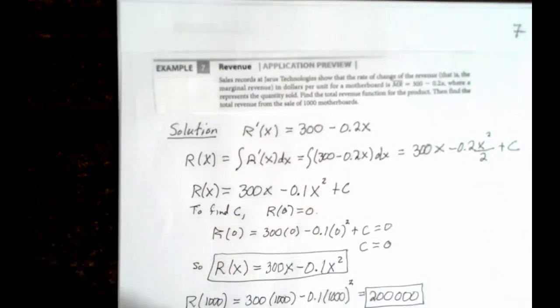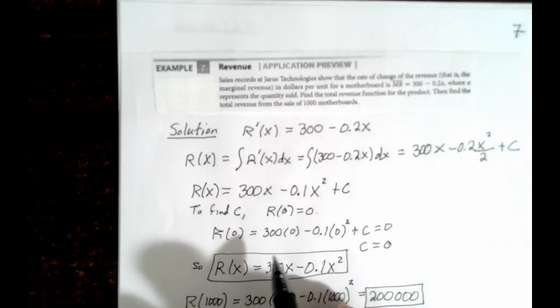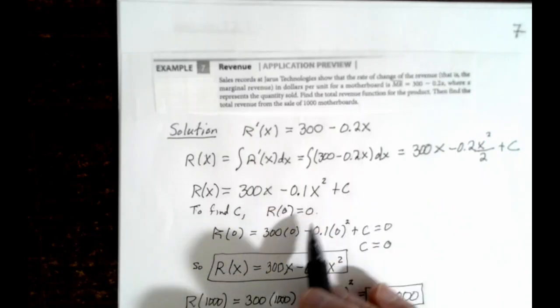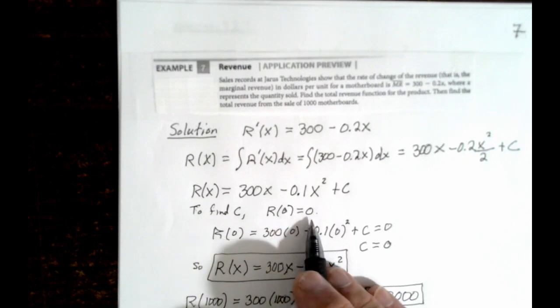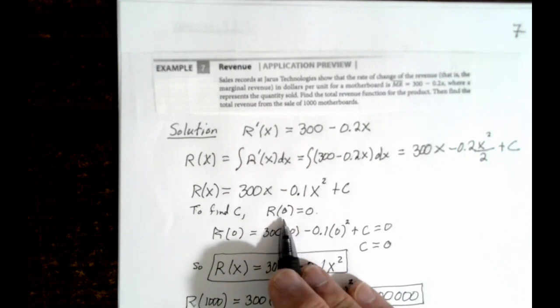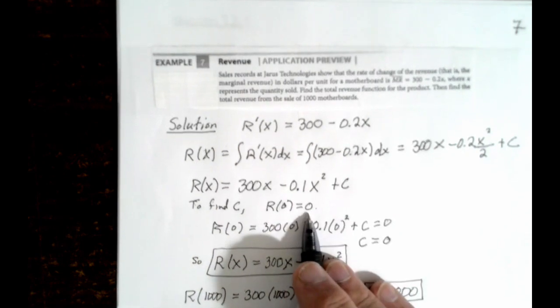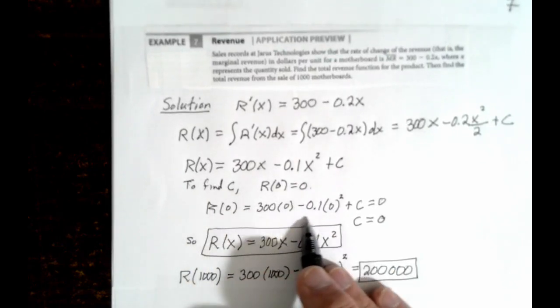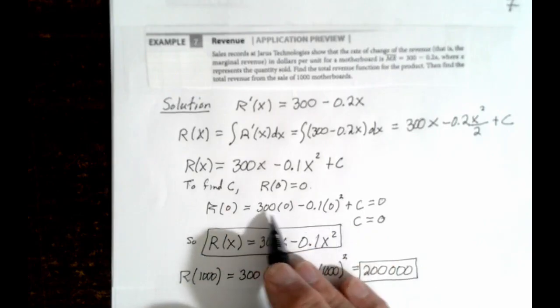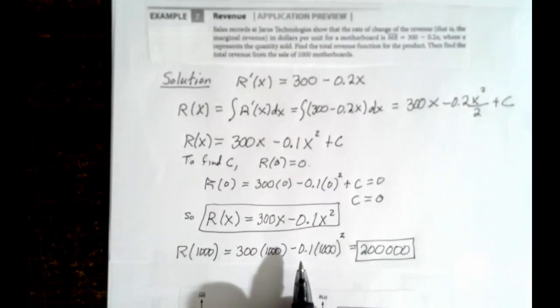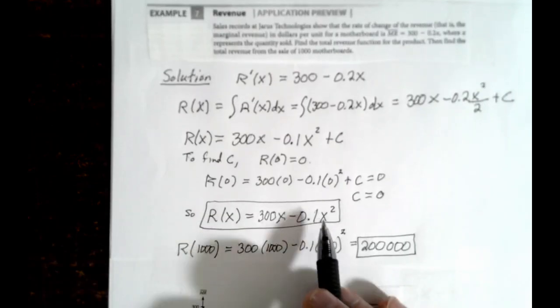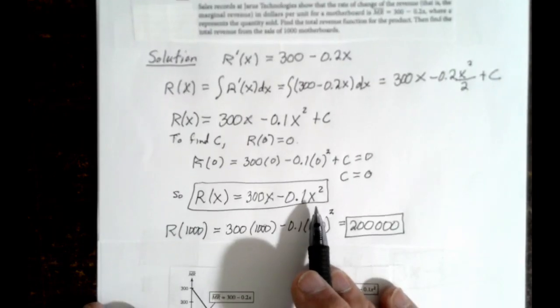Now, it's nice to sometimes be given a situation where you can nail down what your constant is. Well, we know that when you sell 0 items, you make 0 revenue. So we know when x is 0, r of 0 equals 0. So you plug in 0 into the function, and that can help you nail down what c is. Well, if this is 0, that's 0, and that's 0, c has to equal 0. So this is your general function. This is your specific function for the revenue.